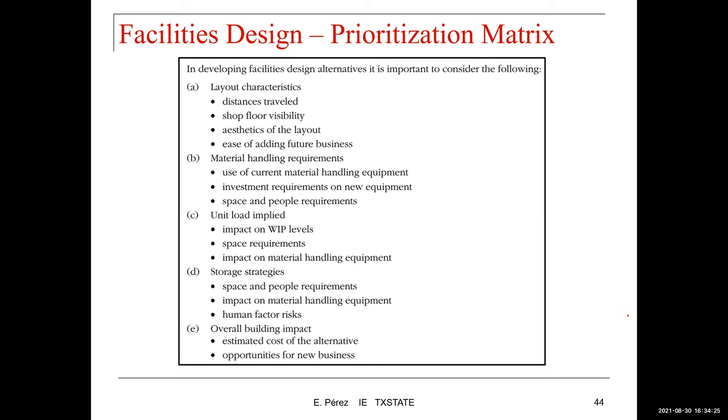Unit load impact on working process level, space requirements, impact of material handling equipment, storage strategies, space and people requirements, impact of material handling equipment, human factors risk, and the overall building impact, estimated cost of the alternative, and opportunities for new business.